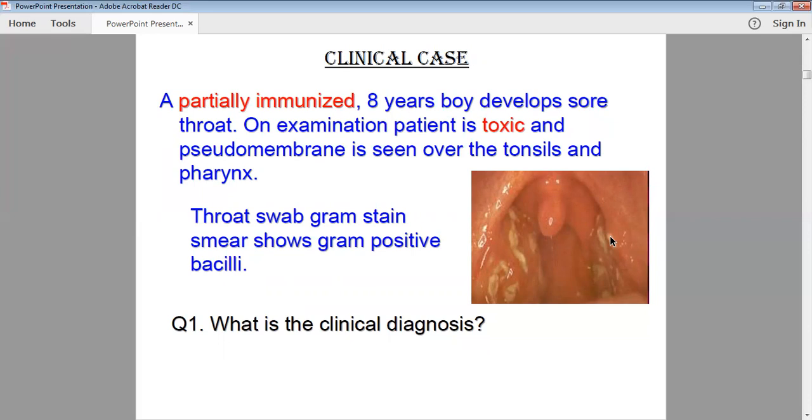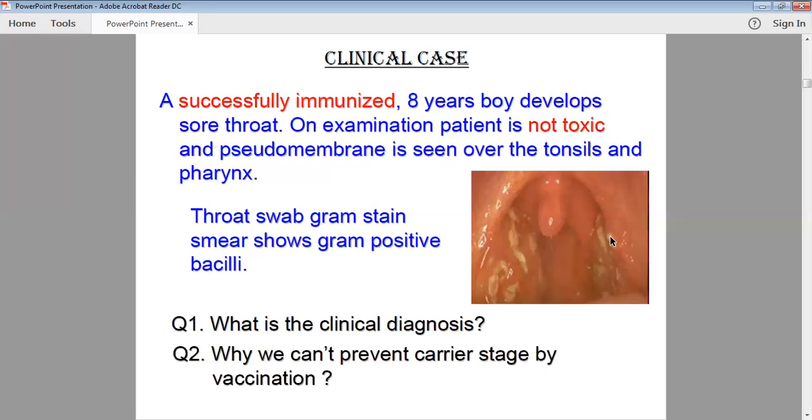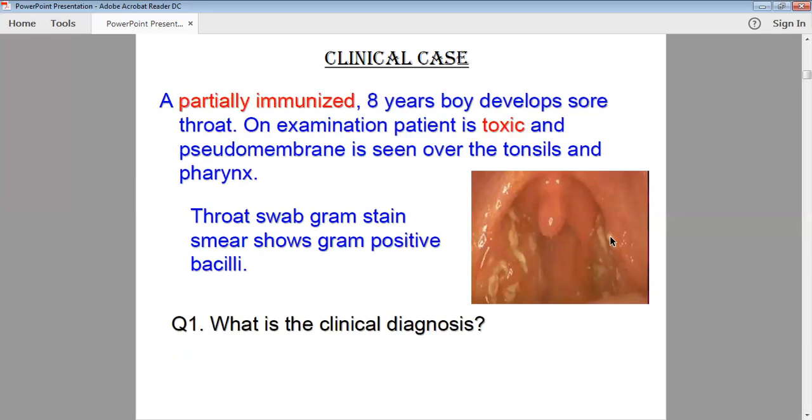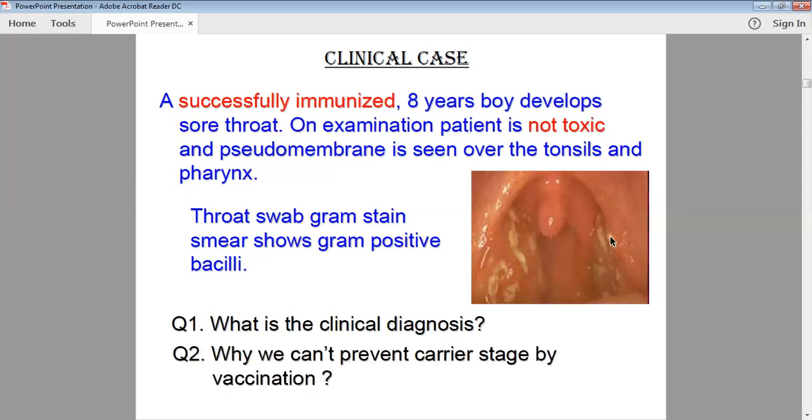Sometimes we give the diagram and investigations of Gram stain. The throat swab may show gram positive bacilli. On this investigation and clinical case, you have to find out the causative agent of the patient among the differential diagnoses. Now, the first case is partially immunized. Then clinical cases I put, and I will explain at the end of the class. Partially immunized and the patient is toxic. What is the clinical diagnosis?